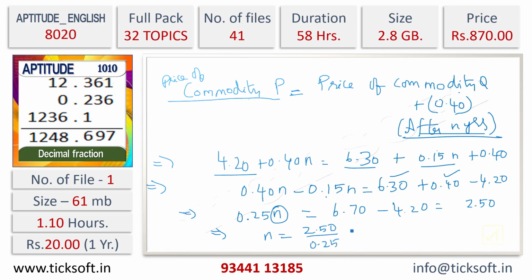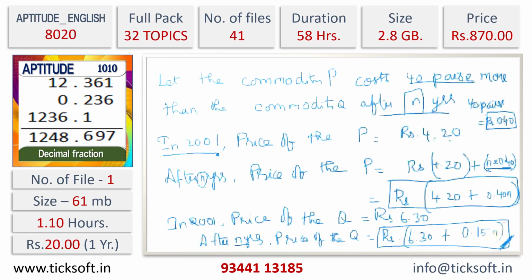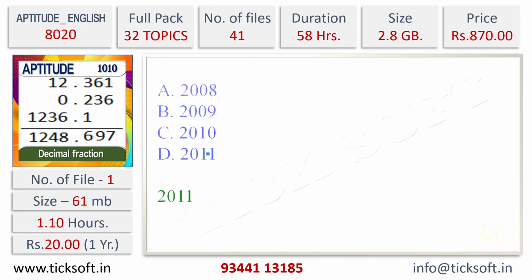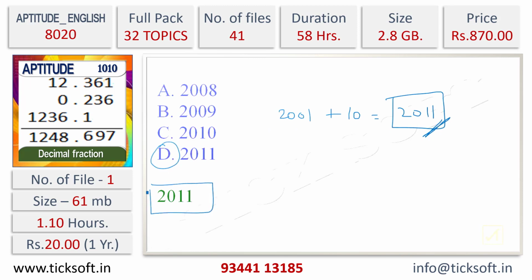Now we multiply both the numerator and denominator by 100. Then we get 250 divided by 25, and if we cancel these we get 10. So after 10 years the price of commodity P is 40 paise more than the price of commodity Q. In 2001 the price is 4.20, so after 10 years we add 10 to 2001, which gives 2011. So in the year 2011 the price of commodity P is 40 paise more than the price of the commodity Q. Out of these four options, option D, 2011, is the correct answer.